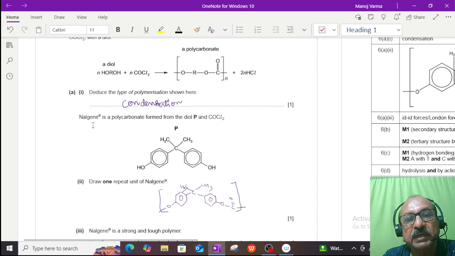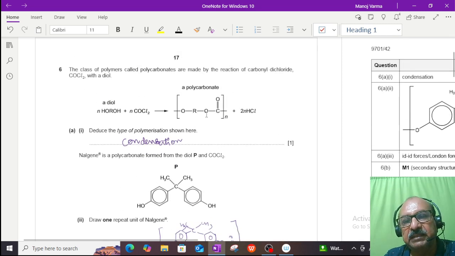So now Nalgene is a polycarbonate made from the diol P. So this is your diol, which is actually drawn in this place. In the place of this diol, you have this diol, and it undergoes polymerization in the same way with COCl2, carbonyl dichloride, and we have to form one repeat unit of Nalgene.